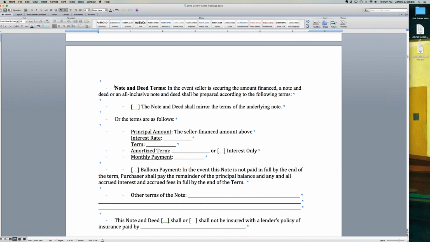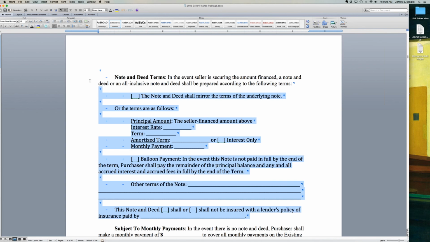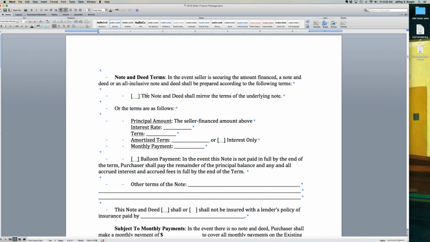Okay, here's the note, deed, and terms. This is actually a really important section, because either you need to create your note and deeds, or have your title company create note and deeds, or a lawyer create note and deeds. In order to create those note and deeds, they need information. They need to know what to put in the document. And so this is where you put in the information to be able to create the note and deeds at a later stage.